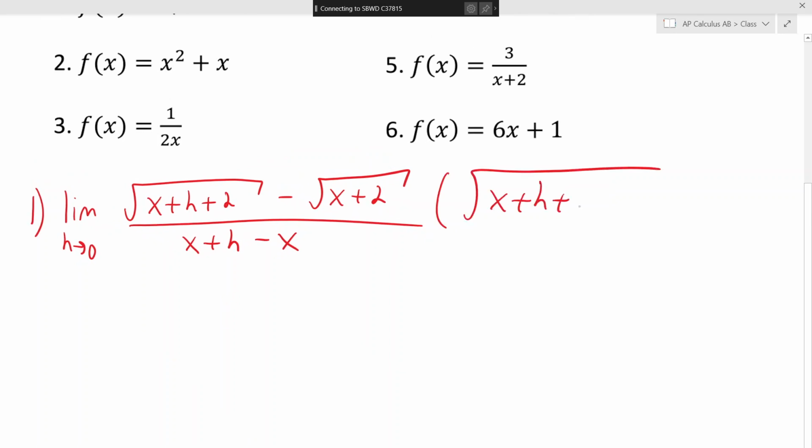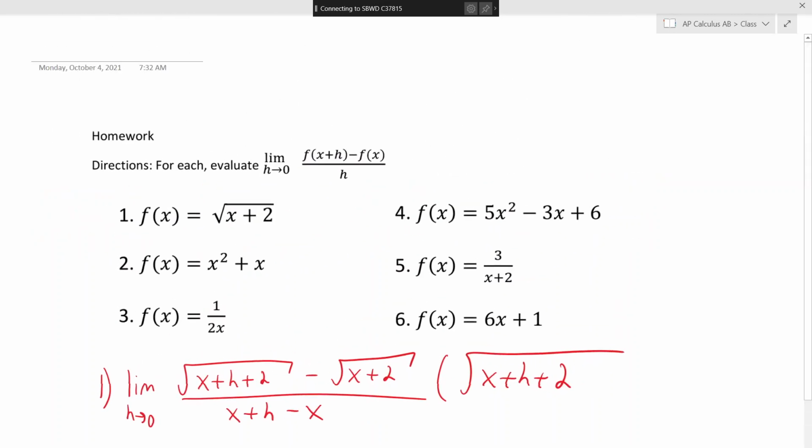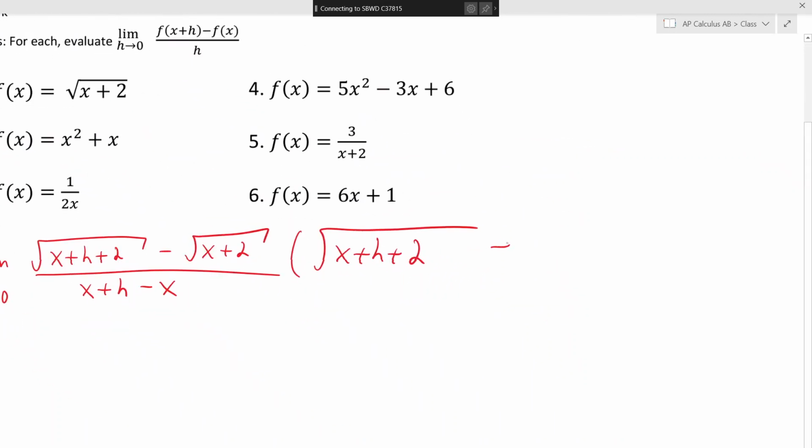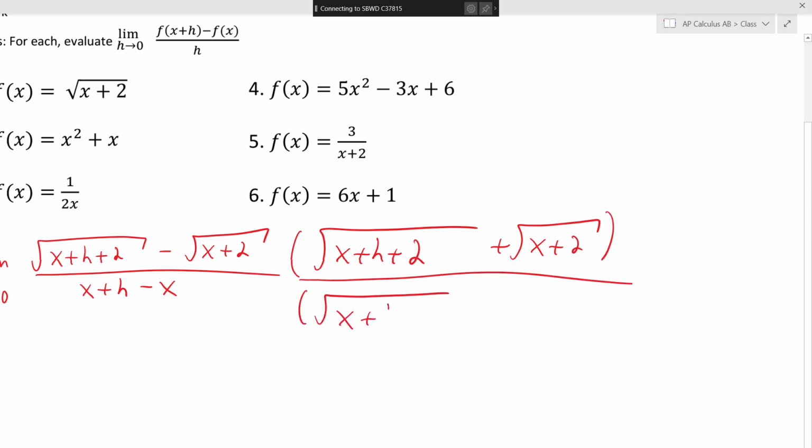Right? And this is what you should have on your paper if you did this. Sometimes my h's and 2's look alike. Please let me know if you can't tell the difference. I try to be cognizant of that. So we got this going on here.